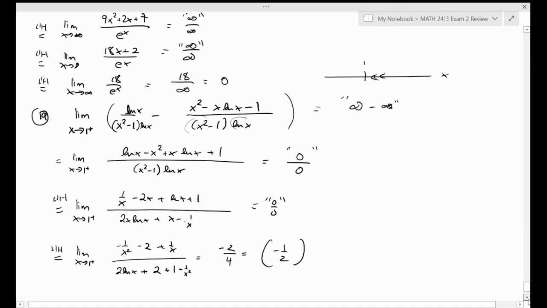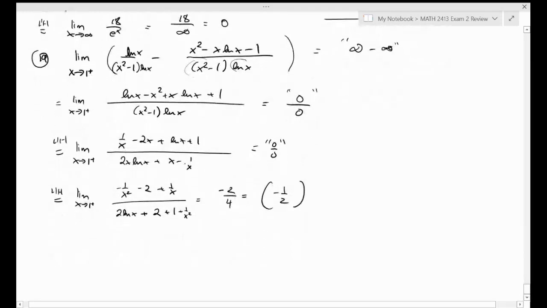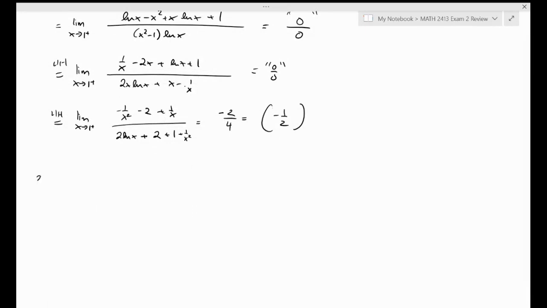All right. So yeah, infinity minus infinity, maybe combine into a single fraction. Maybe then you can use L'Hopital's rule. All right. So the next type of L'Hopital's rule problem would be 1 to the infinity kind of indeterminate form. That's when we take logs. So it could come in this flavor.